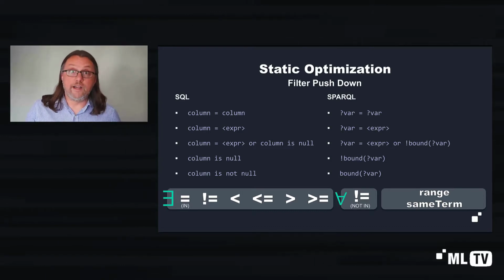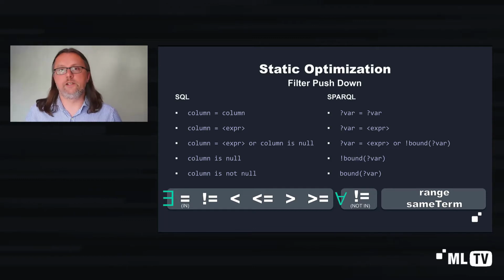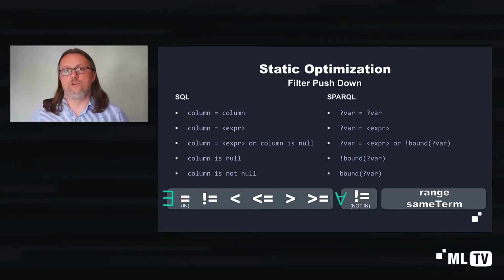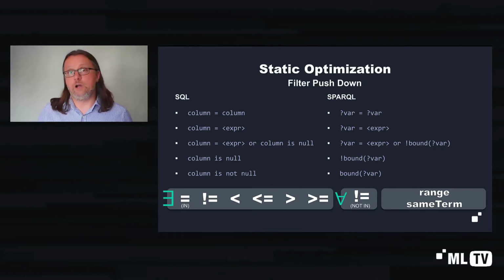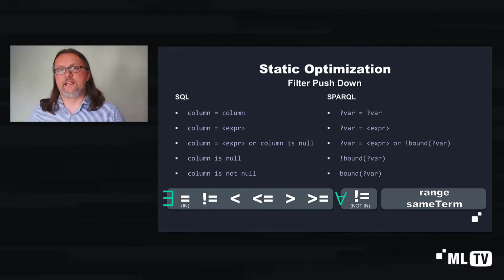The kinds of operators that we can push down in this way is equals, like we've used in those examples, but also not equals and the other inequality operators. We also have a universally quantified not equals. That's kind of equivalent to SQL not in or SPARQL not in. We also have range operators that work on a less than and a greater than. And for SPARQL, we have same term operators, and they can also be pushed down through the plan.